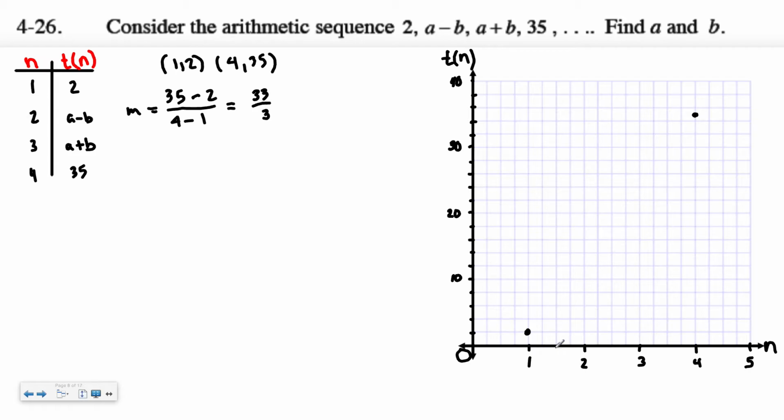That means as we've gone over 3 term numbers, the value of the terms has increased from 2 all the way up to 35. So it's gone up 33 units. If we take that 33 and divide it by 3, that means that each time we increase our term number by 1, the term is going to increase by 11.